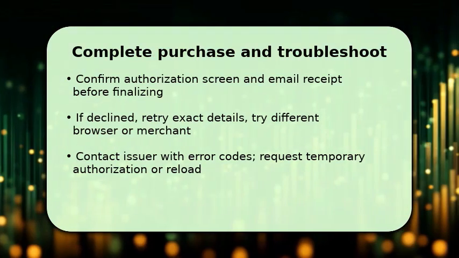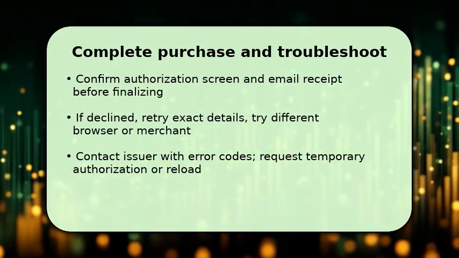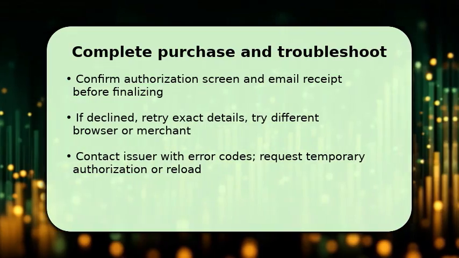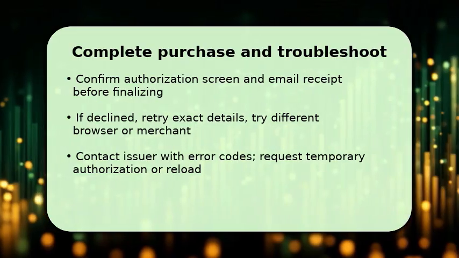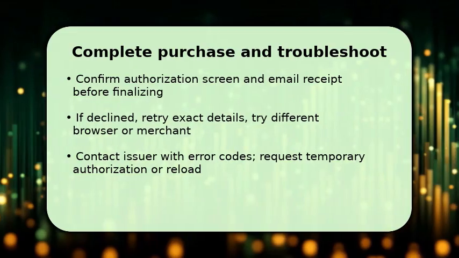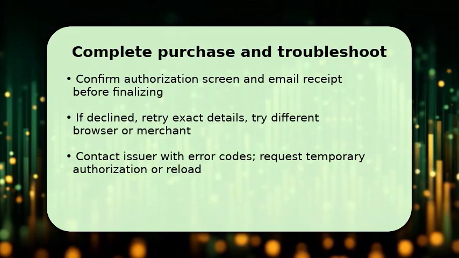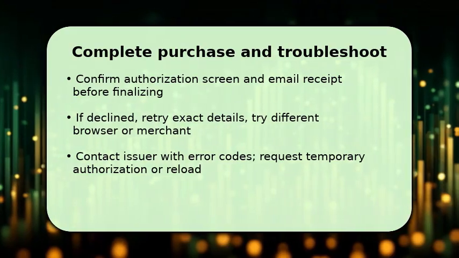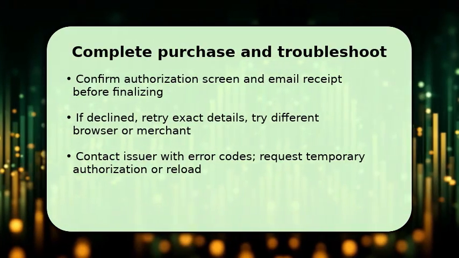Keep receipts. If the purchase is declined, first retry entering the exact details, then switch browsers or use the merchant's alternative checkout like PayPal or phone order. If declines persist, call the card issuer, read any error codes aloud, and ask for an authorization or a reload option if applicable. One key troubleshooting tip. If addresses and numbers are correct, but issues remain, request a manual authorization.